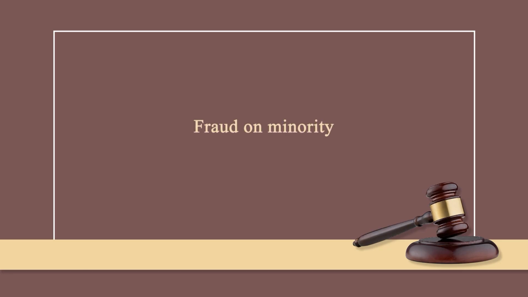The second exception is fraud on minority. Where a majority of members of a company use their power to defraud or oppress the minority, the conduct is liable to be impeached even by a single shareholder. The fraud or oppression must involve an unconscionable use of majority's power, resulting or likely to result either in financial loss or in unfair or discriminatory treatment of the minority.